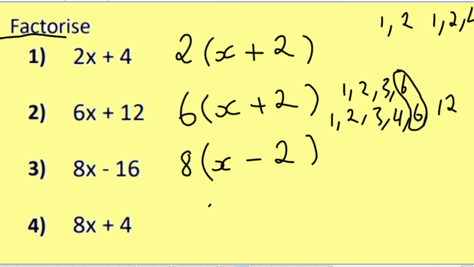Okay, next one. We have to make 8 and 4. So we need a number that goes into 8 and 4. The biggest number that goes into 8 and 4 is 4. So how many 4s make 8? Well, that's 2. Because it's x, it's going to be 2x. And how many 4s into 4? Well, that is 1. Okay, so that's going to be 2x plus 1.